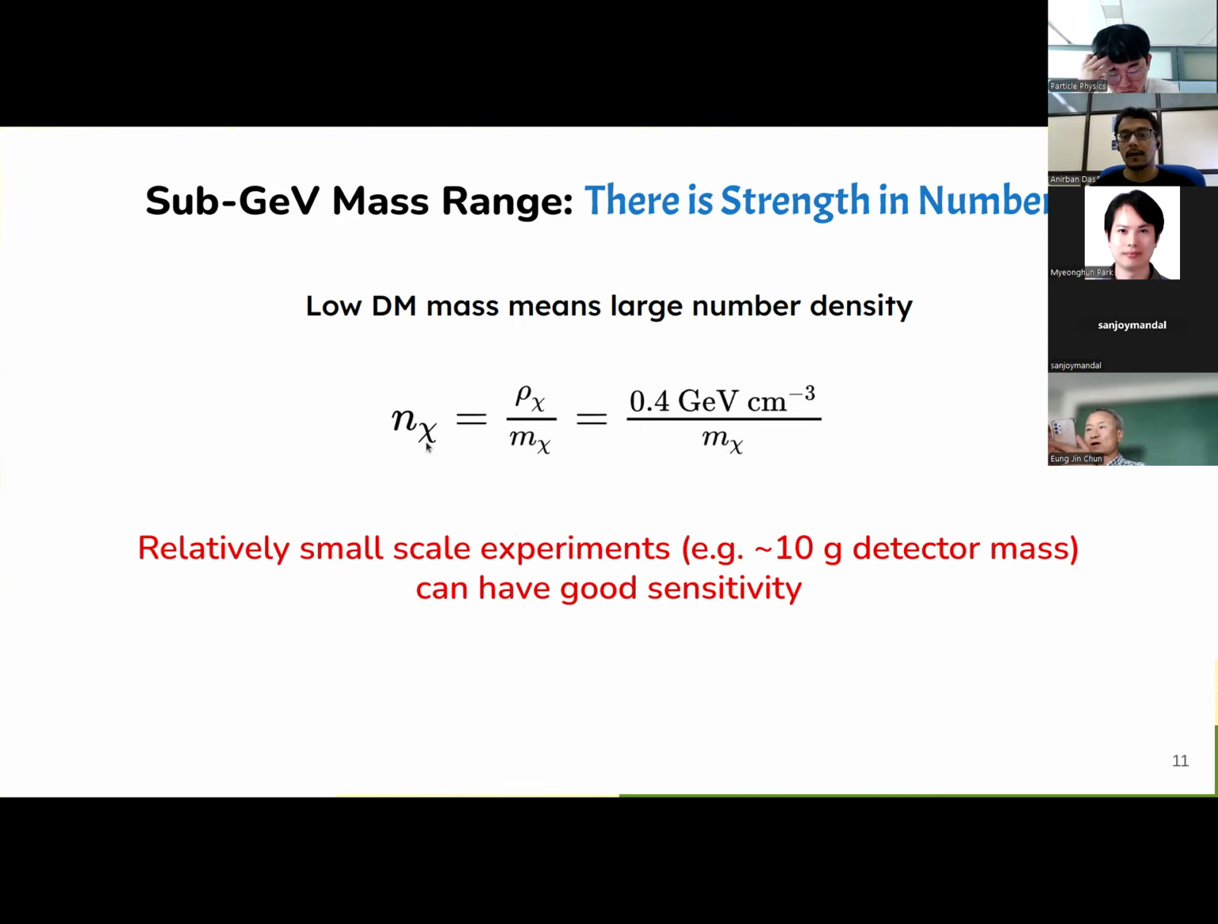So that's a good thing about low mass experiments: the number density is high. So you do not need a large detector mass like Xenon or LZ. You can do relatively small scale experiments. For example, some of these experiments have 10 gram or gram scale active detector mass, and still you can have the leading constraints on the dark matter-standard model scattering cross section. So that's a good thing about this part of the parameter space.